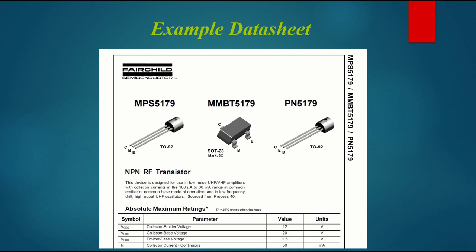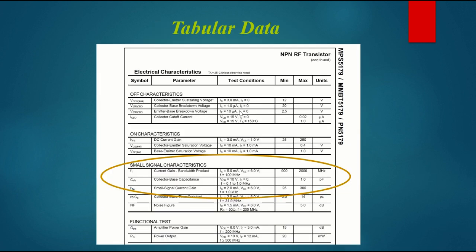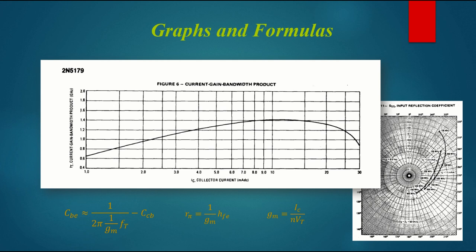To design things, you also need data sheets. Here is an example data sheet for a transistor we use in our course, a 5179 device. Here's some things we'll talk about in the next video in terms of the current gain bandwidth product, the internal capacitance values, and a way to find out what the RPi value is. And a lot of these data sheets have graphs in them, and we'll cover this in the next video.